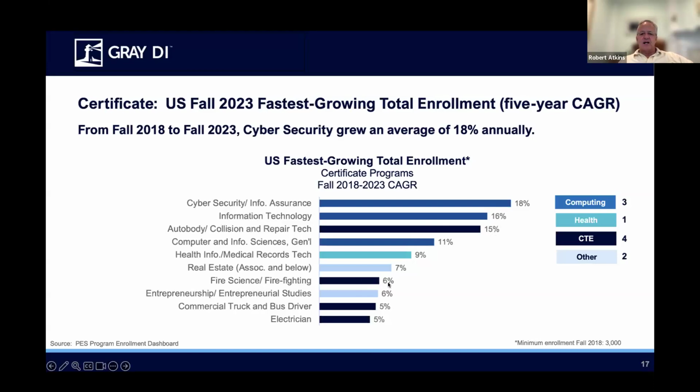If we look at fire science, that's up 6%. Commercial truck and bus driver up 5%, and electrician up 5%. And finally, we have a couple of other programs, real estate up 7%, and entrepreneurship and entrepreneurial studies up 6%. This has been trending recently, entrepreneurial studies, so it's one to keep an eye on.